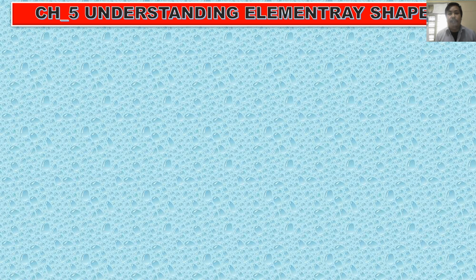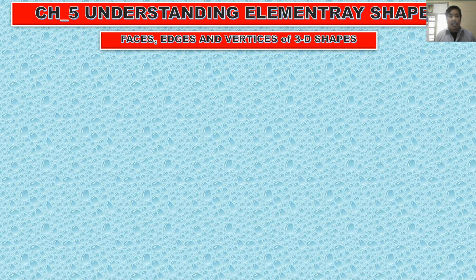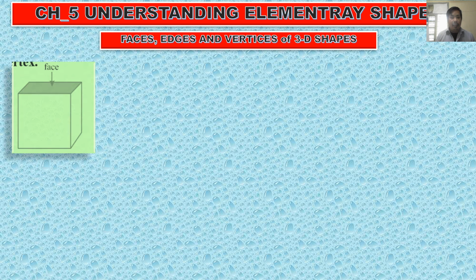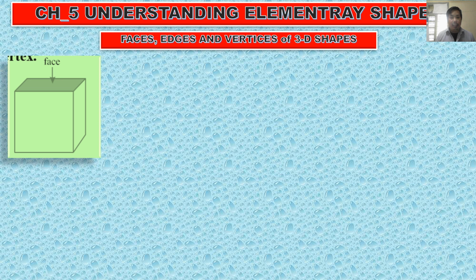So my dear students, we have some more 3D shapes to be studied. Now let us see the faces, edges, and the vertices of the 3D shapes. So let us see where is the face, where is the edge, and where is the vertex of the 3D shapes. Okay, let us see. Here we have one figure. This figure is called a cube. So here we are going to take one example. Let us take this cube as an example.